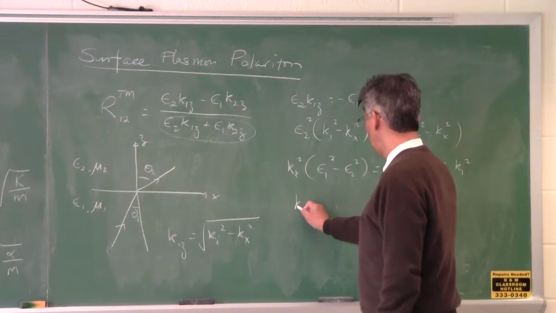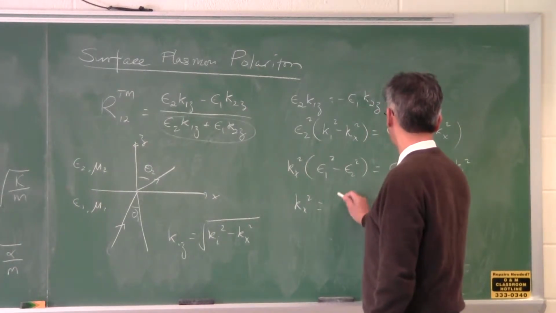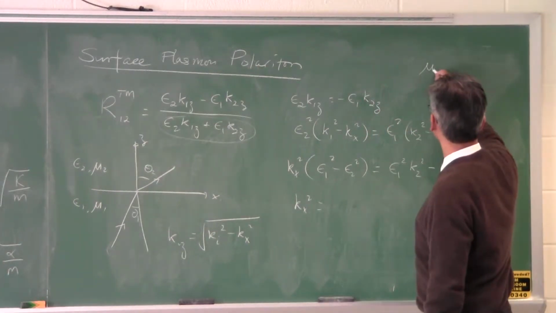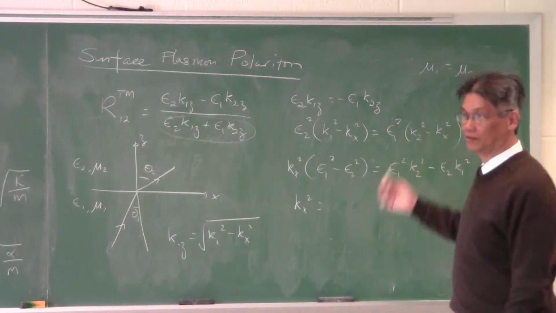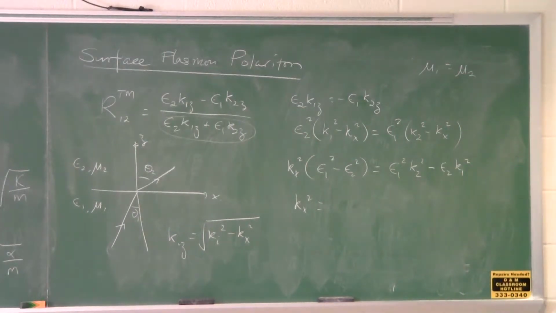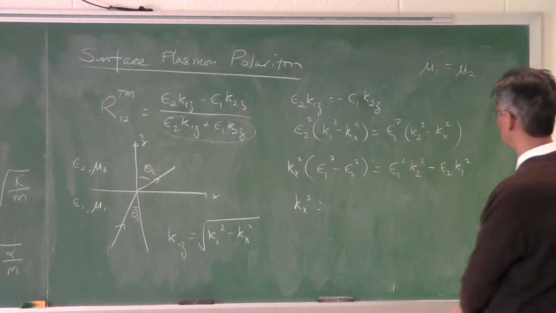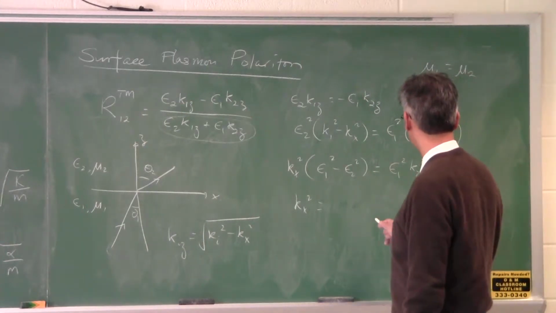And then Kx squared should be equal to, let's assume that mu1 equals mu2. That is usually what happens at optical frequency. It's very hard to get magnetic material at optical frequency. There are some physical reasons for that, but it's very hard to do. But it's very easy to get polarizable material at optical frequencies. Let's assume this to be true.